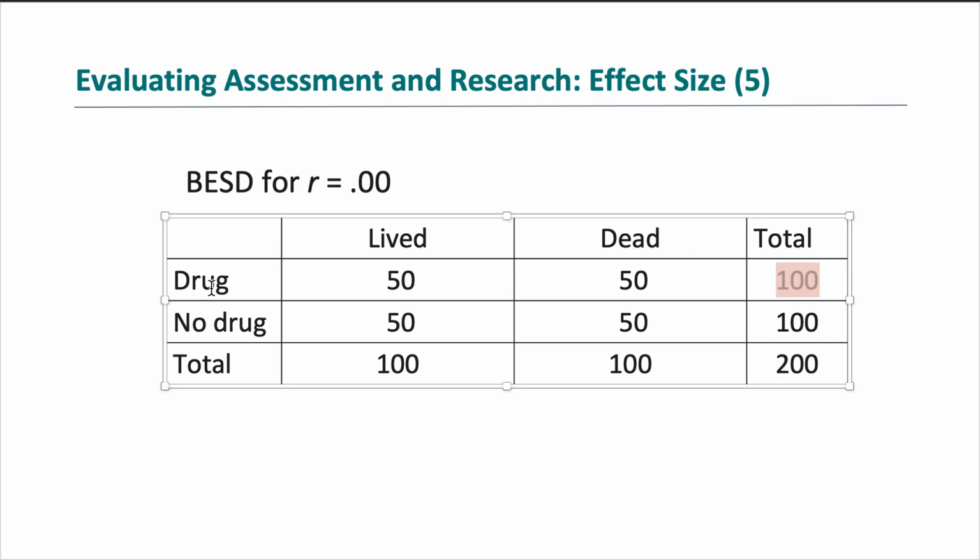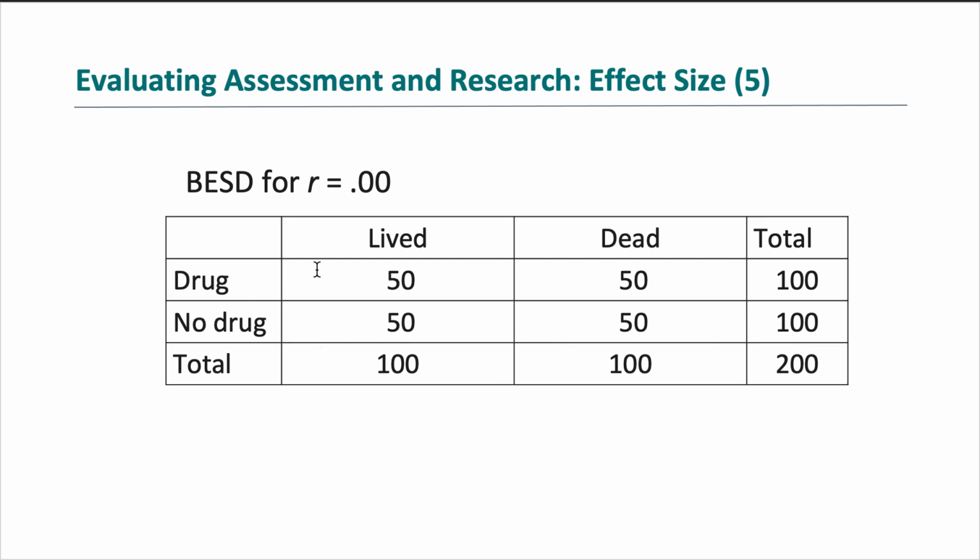You have the 100 people that took the drug. 50 of them lived, 50 of them died. Then you have, this is the no drugged group. 50 of them lived, 50 of them died. And so that's basically, you're having 100 people that are living and 100 people that are dying. Is it worth taking the drug? Probably not, because it's no different.